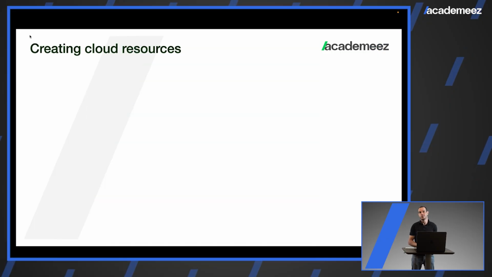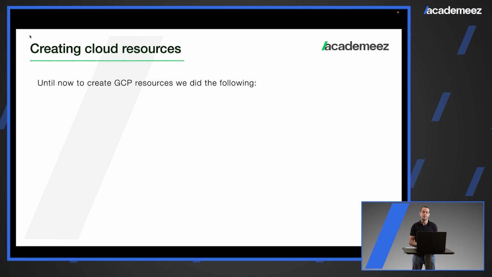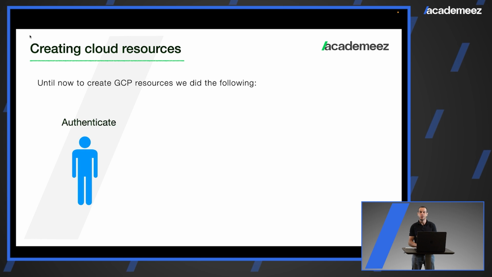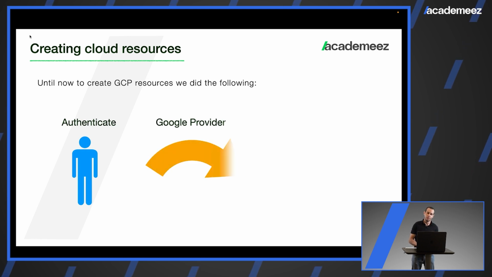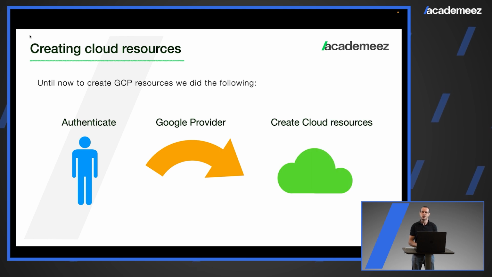So how did we create cloud resources until now? To create cloud resources, you first have to authenticate, and then whomever you're authenticating as, whether it's yourself or you may be impersonating a service account. Until now, we authenticated as ourselves. Then we need to give the person we're authenticating, in this case ourselves, enough permission to create those cloud resources. And then we configured the Google Provider in our Terraform project to create those cloud resources.